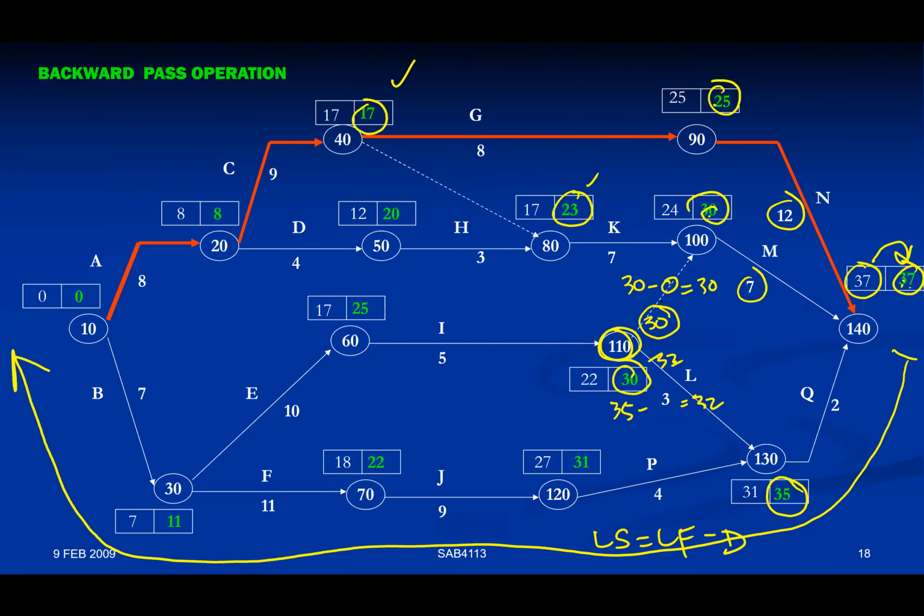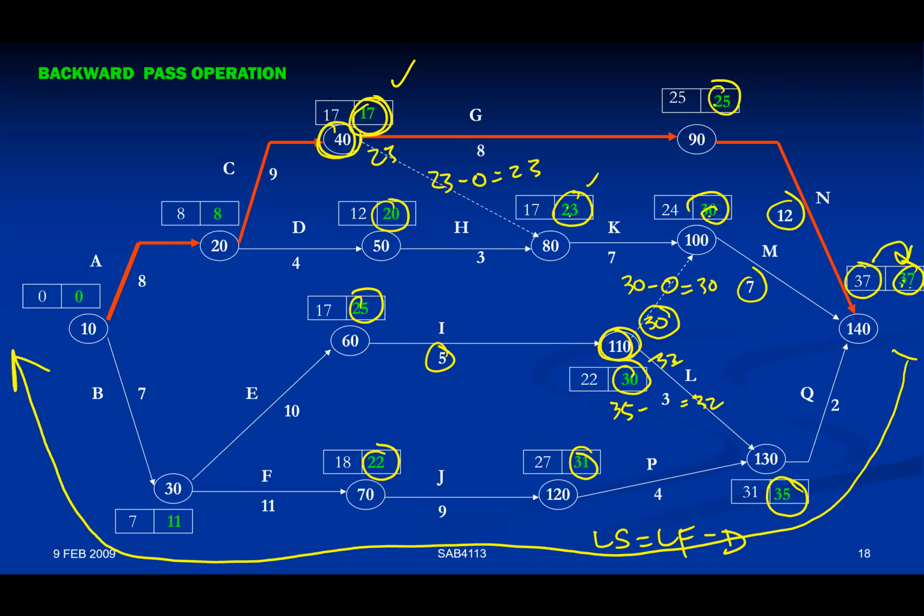And then, how about P? 35 minus 4 equals 31. How about J? 31 minus 9 equals 22. How about I? 30 minus 5 equals 25. So we have already completed that. And then this one, KH, 23 minus 3 equals 20. You notice that for this value here, 23 minus 0 equals 23 as one value. But then the value will be coming from node number 19. So that's why the value is there.